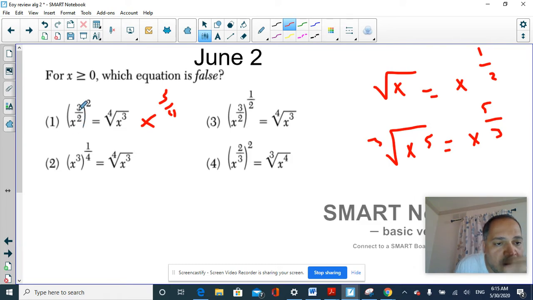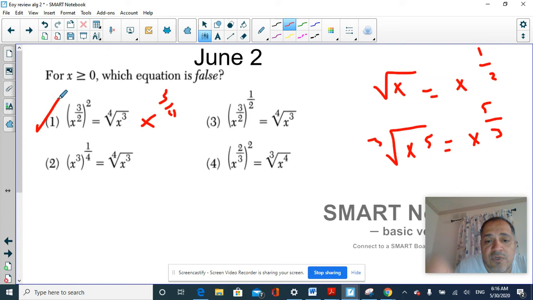If you square, so what are we going to do here? Multiply 3 over 2 times 2, so it's 3. So this part is x power 3 only. So is it the same? No. So this equation is what? The false one. This is the wrong one. So we are going to select this equation.